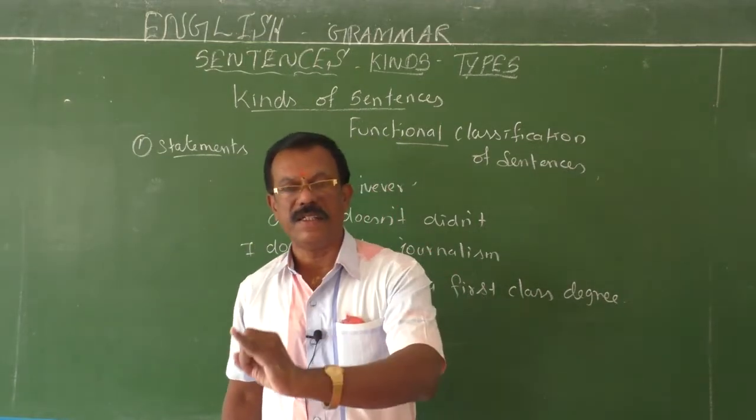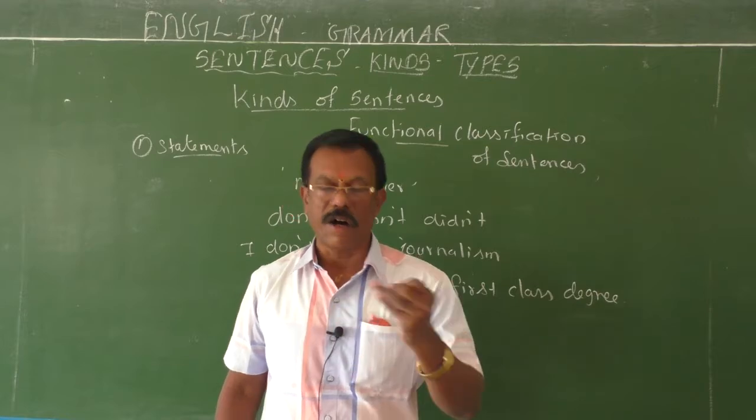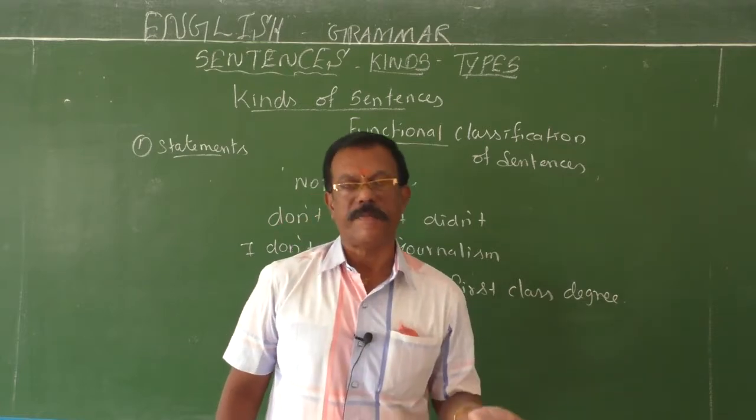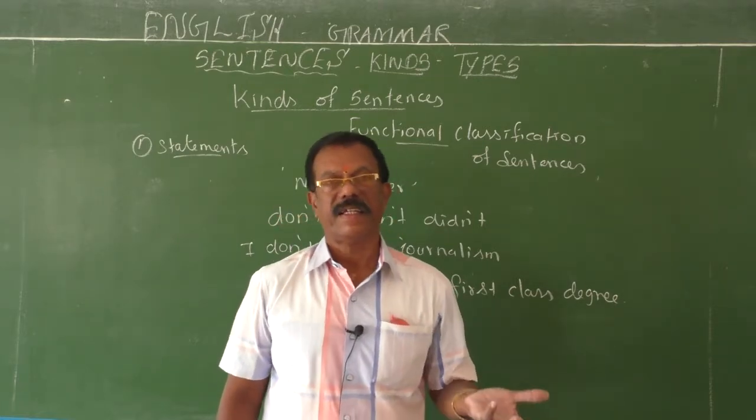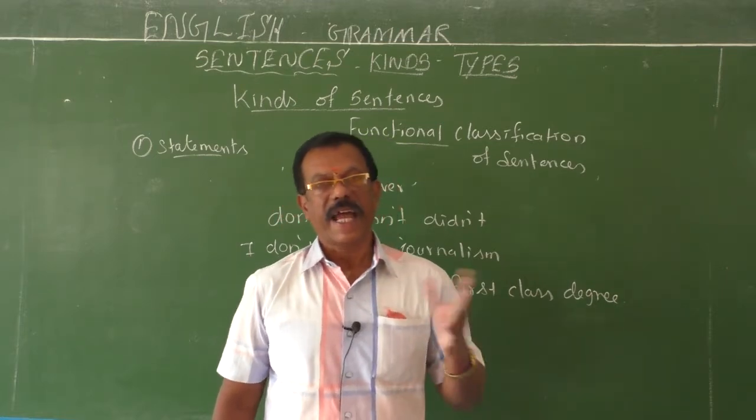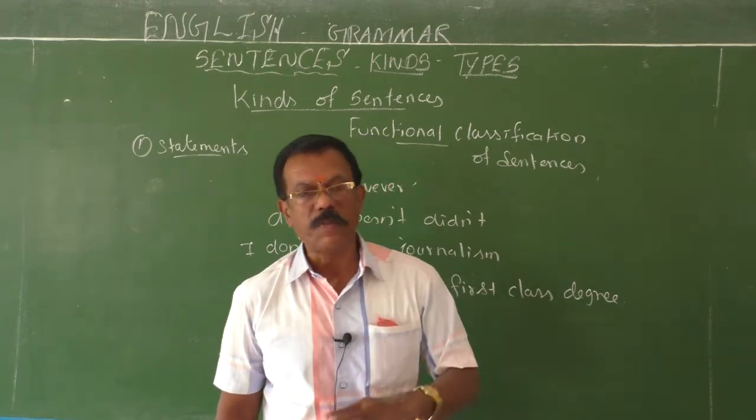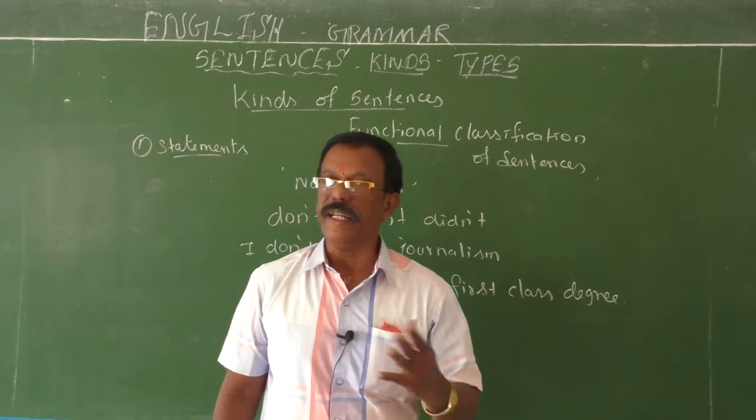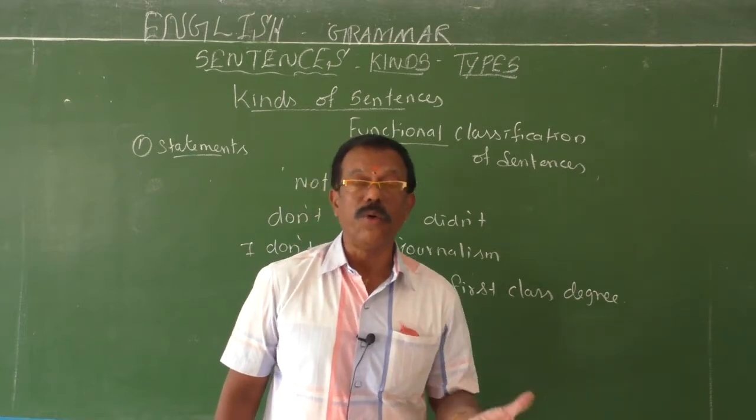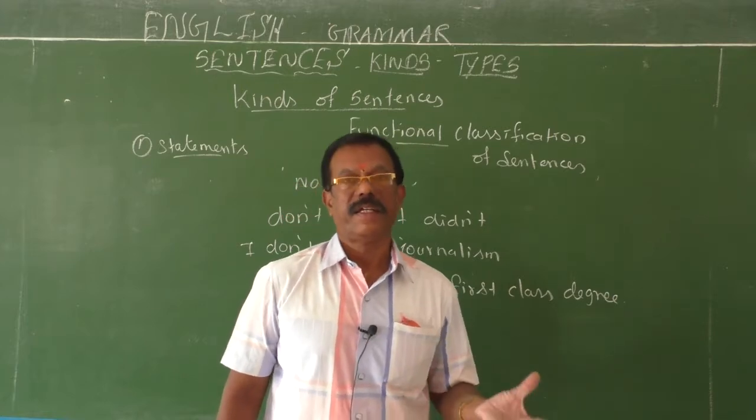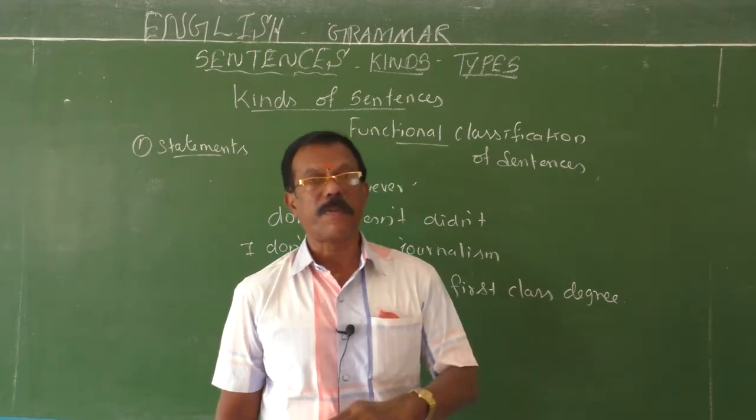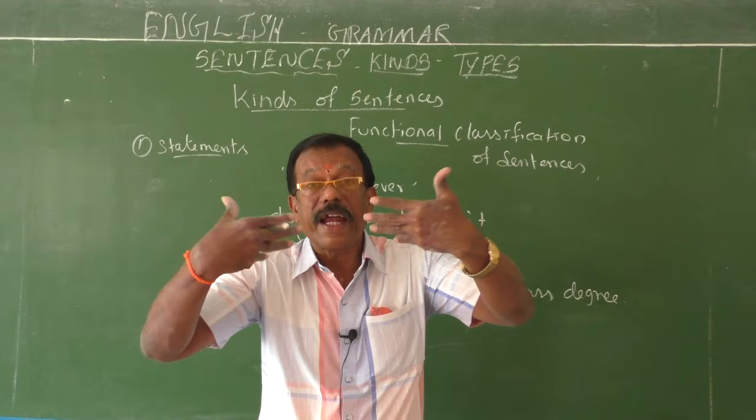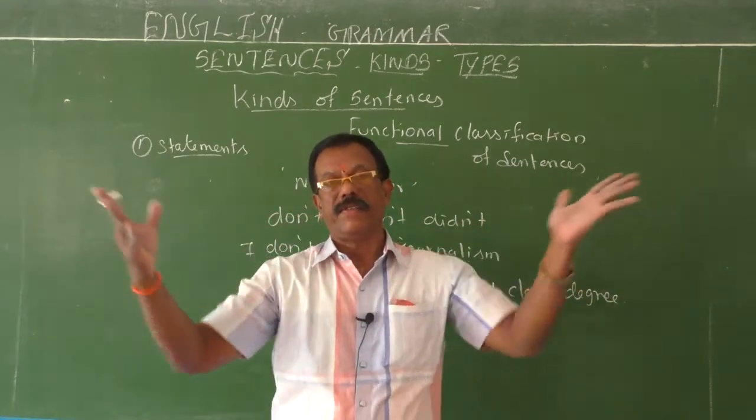Is plus not: isn't. He is not here. Are plus not: aren't. Was plus not: wasn't. Were plus not: weren't. Have plus not: haven't. Has plus not: hasn't. Had plus not: hadn't. Do plus not: don't. Does plus not: doesn't. Did plus not: didn't. Will plus not: won't. Would plus not: wouldn't. Can plus not: can't. Could plus not: couldn't. So by using all these negative forms of the verbs, we can frame negative statements.